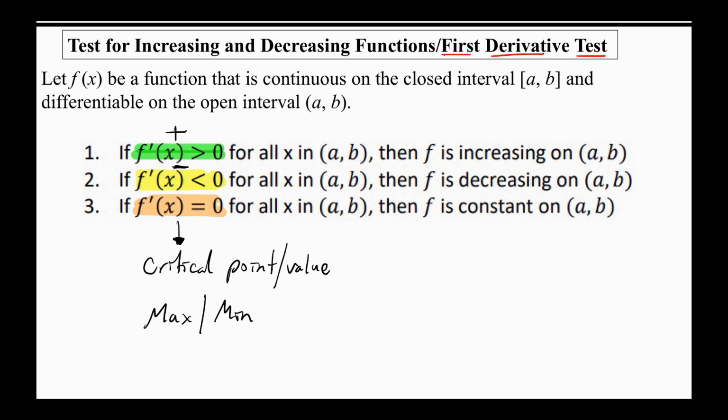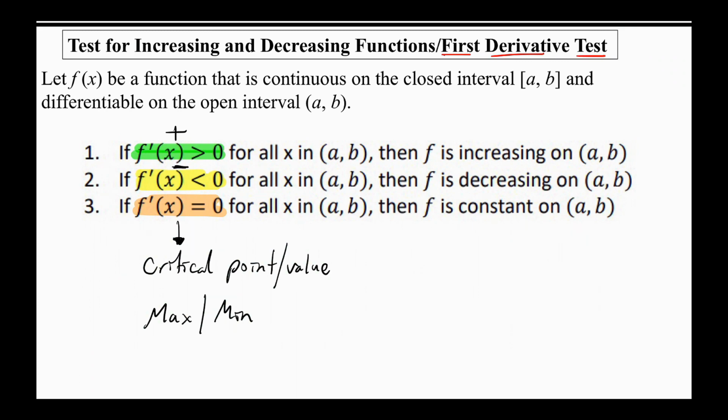At that point is a max and min. That's what we're looking for. Okay, so that's what the first derivative test is. Find the derivative. Is it positive or is it negative? If it's positive, it's going to be increasing. If it's negative, it's going to be decreasing. If it's equal to zero, that means it's a peak or a valley. It's a maximum or minimum.